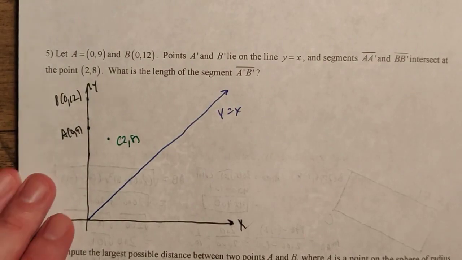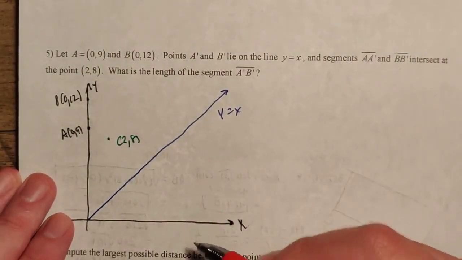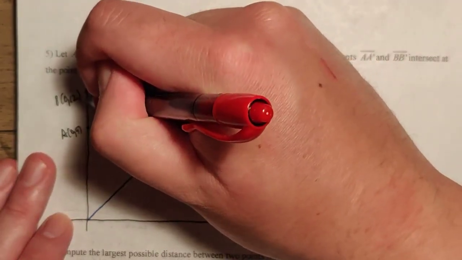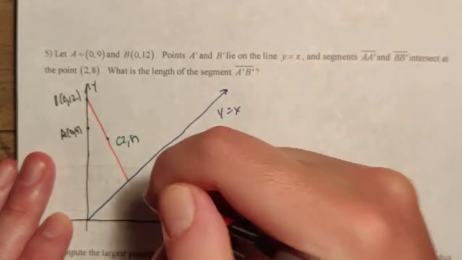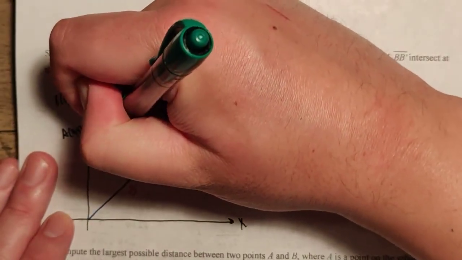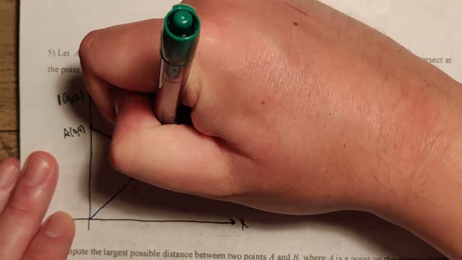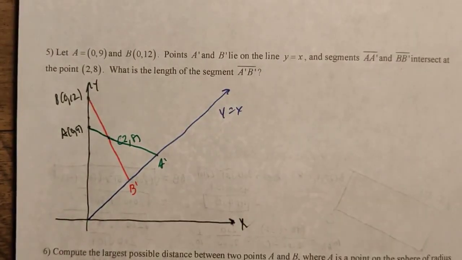So note that in this situation, the segments A prime and B prime intersect at 2, 8. So that means I can draw a line like this through B, through here, and it's going to hit over here. This is going to be our point B prime. Similarly, I can do the same thing over here, sketch a line through these two, and here's going to be my point A prime. So now it's just a matter of figuring out what the coordinates of these are.